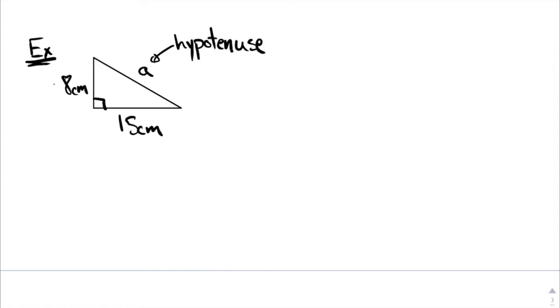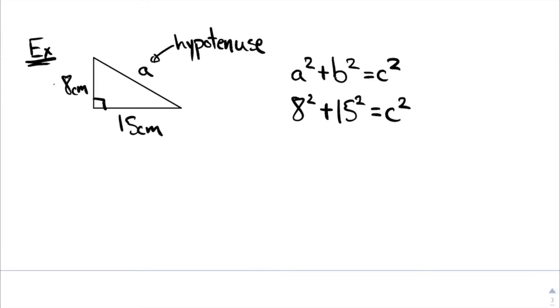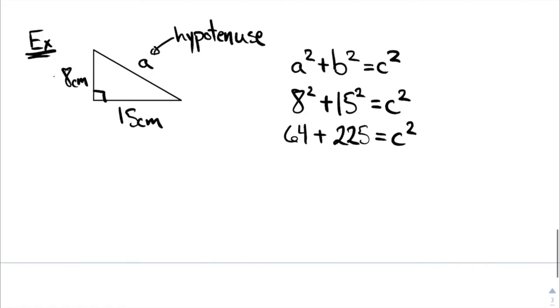So I am looking for the hypotenuse, so that's a squared plus b squared equals c squared. I'll replace a with 8, b with 15. Square 8, get 64. Square 15, 225. And those equal c squared. When I add those two numbers together, I get 289 equals c squared. But I don't want to know what c squared is. I want to know what c is.